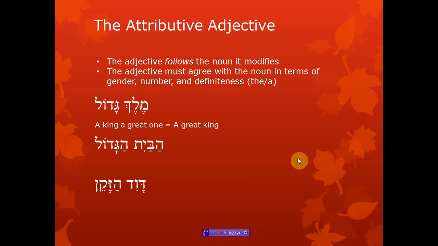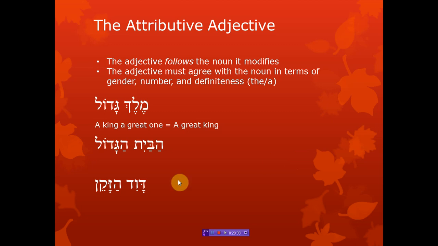Now, this is very important to remember because this is going to be one of the points on which we can distinguish the attributive from the predicate adjective. So they agree with one another.